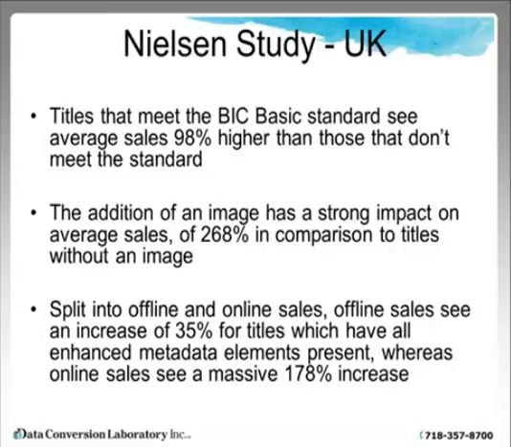A while ago, Nielsen Book Data, which is the ISBN agency in the UK, did a study. They have what they call the Big Basic Standard, which is the equivalent of what we saw on the previous slide, the BISG best practices. And they discovered that titles that meet this standard, that include all of those fields, see average sales 98% higher than those that don't meet the standard.